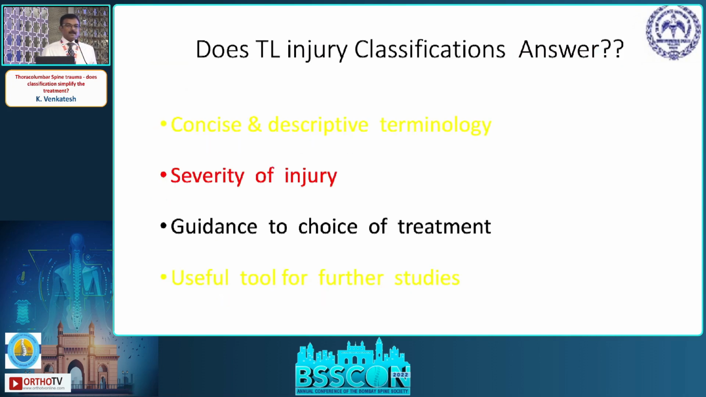So does the current classification, or any classification, answer all these things? Does it have a concise and descriptive terminology? Yes, maybe, maybe not. Does it tell you the severity of injury? Yes, definitely. Does it guide the choice of treatment? Definitely not, at least in my hands. And is it useful for further tools and studies? Yes, maybe. This is my personal view. I'm not quoting any literature on this. So this is where I think we stand on the classification currently.